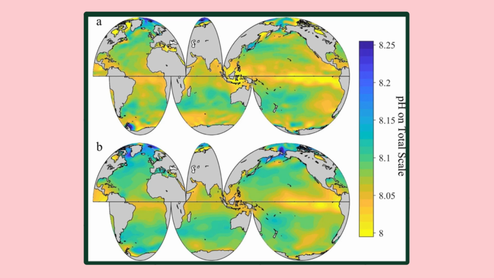This map displays a global distribution of surface ocean pH. Generally, lower pH measurements are found in the seawater near the equator. As a reminder, a lower pH indicates higher acidity.